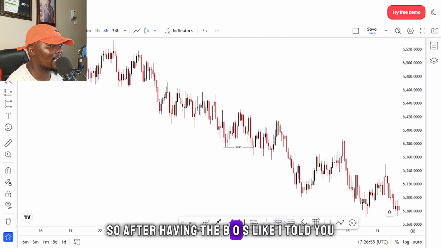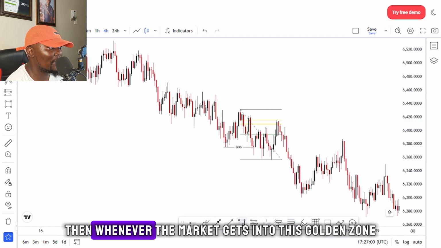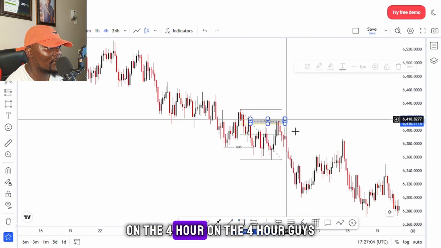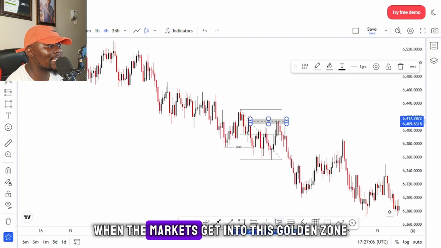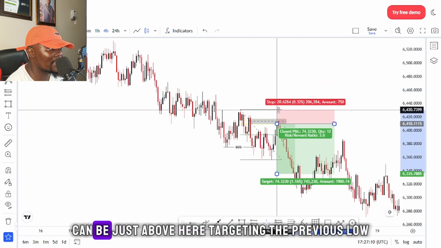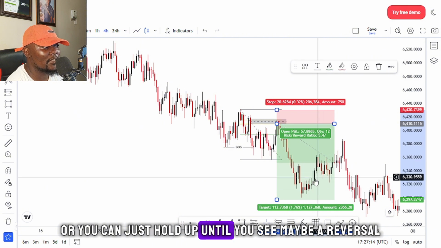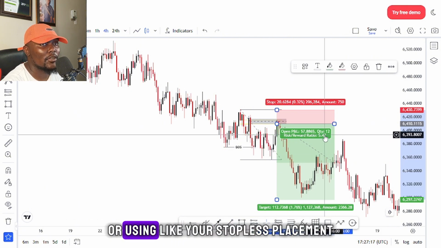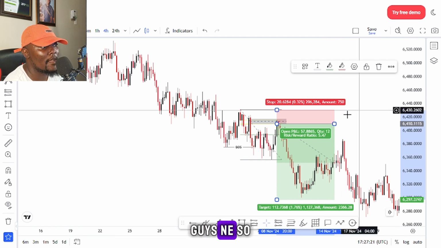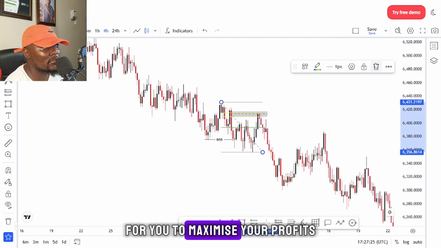So after having the BOS, like I told you, you take your Fibonacci tool from the high to the low. Then whenever the market gets into this golden zone on the 4-hour, guys, that is when you can take your sells. Stops can be just above here, targeting the previous low, or you can just hold until you see maybe a reversal, or using your stop loss placement, whereby you move your stop loss into profits, guys. So that is another key tip that you can use right there for you to maximize your profits.